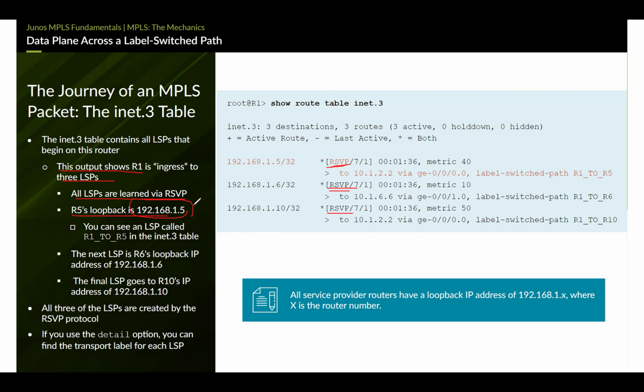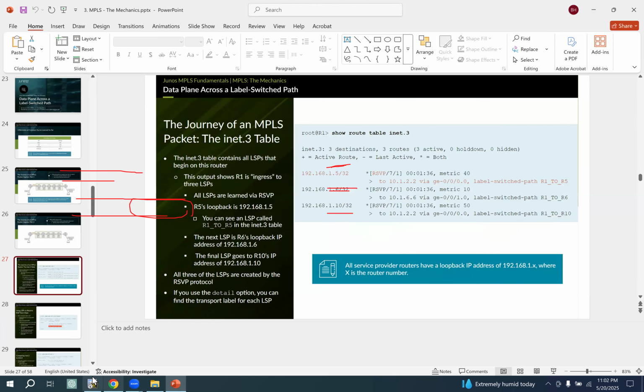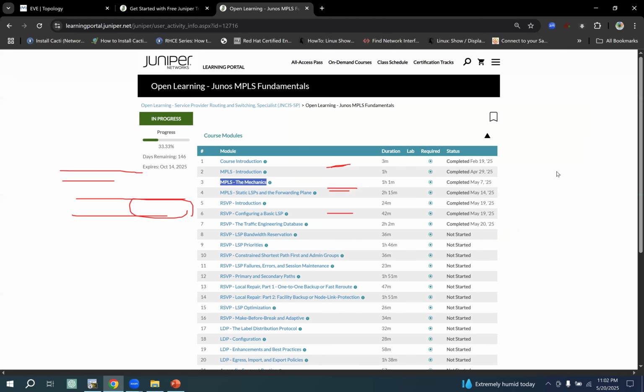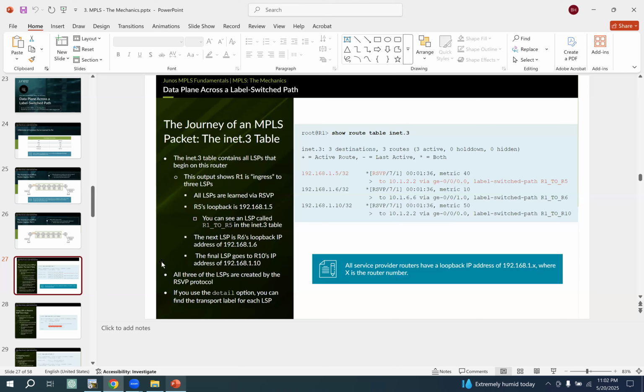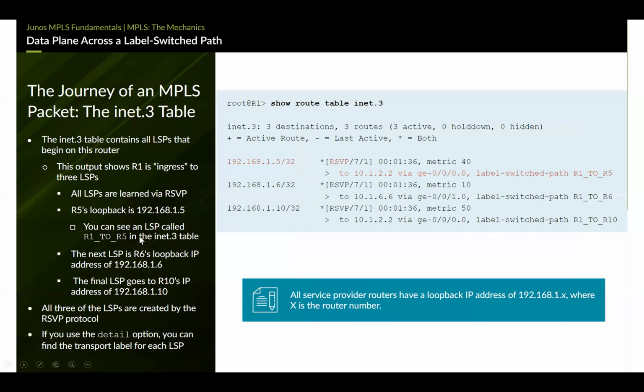Our topology will be this. Just to show you, your lab topology will be this one. This is router 1, VMX 1, 2, 3, 4, 5, 6, 7, 8, 9, 10. A total of 10 routers are connected with each other. This topology will be the lab for the MPLS session.